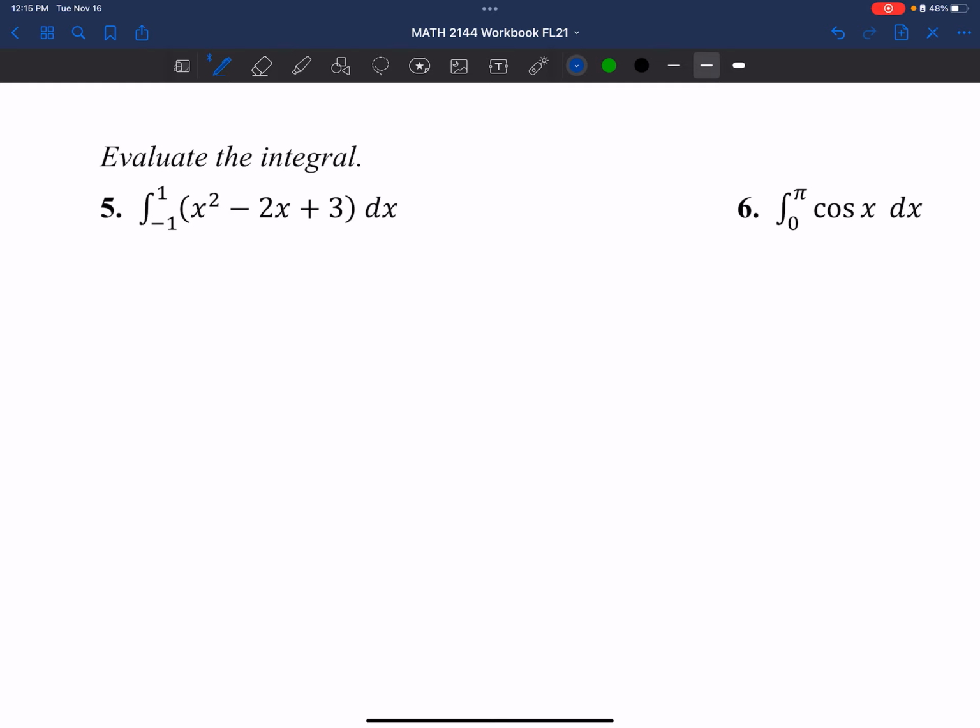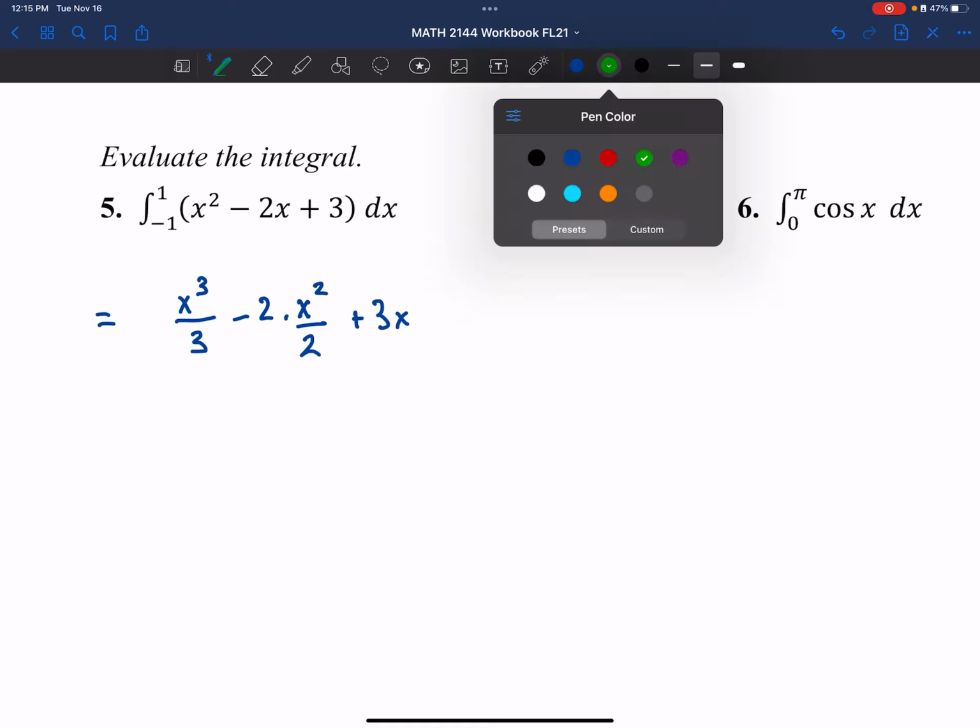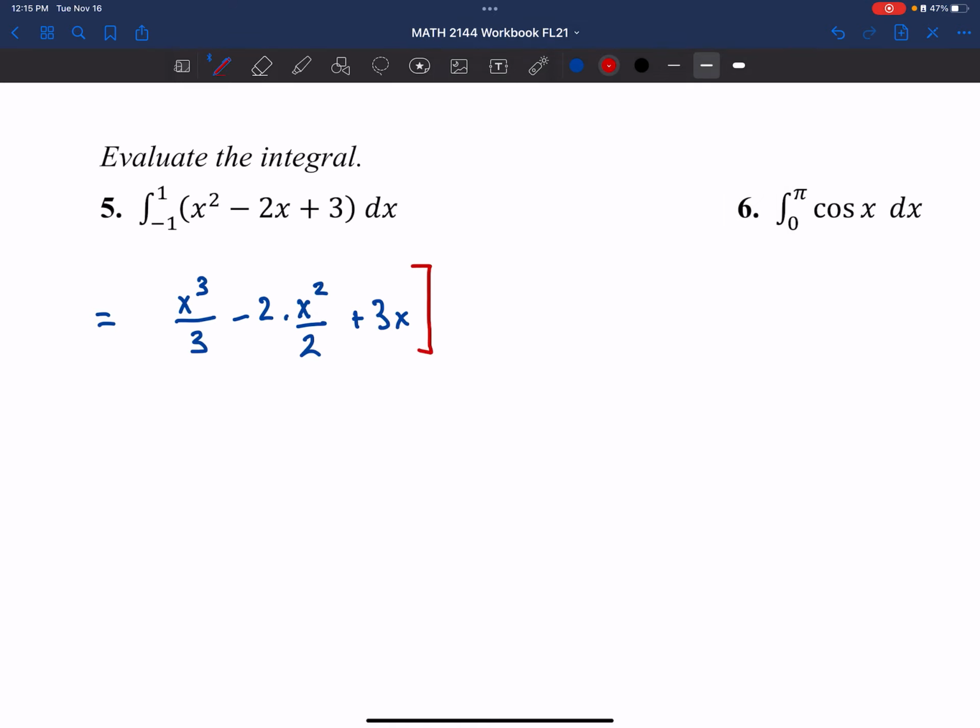So instead of switching this to a Riemann sum and trying to use all those formulas from back that we did in section 5.1 and 5.2, and even the first part of 5.3, let's first find the antiderivative. So this is going to be x cubed over 3 minus 2 times x squared over 2 plus 3 times x. And then what we're going to do is evaluate that from -1 to 1.